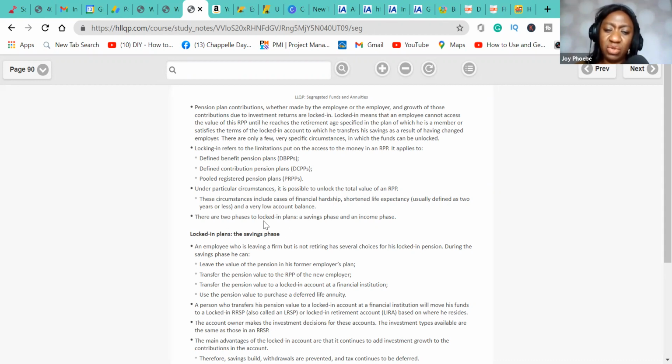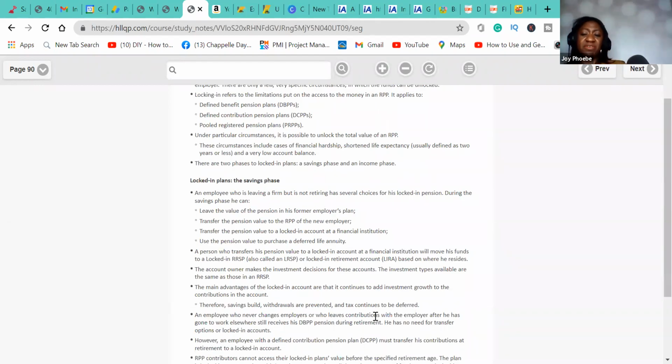There are two phases to locked-in plans: savings phase and income phase. Savings phase is when you are saving into the plan, and the income phase is when you are receiving income from the plan.